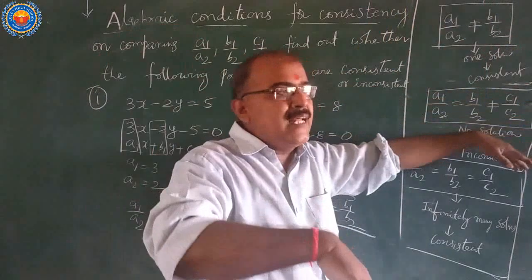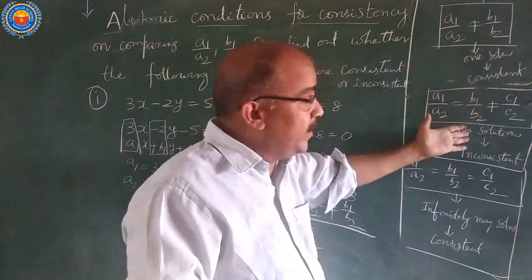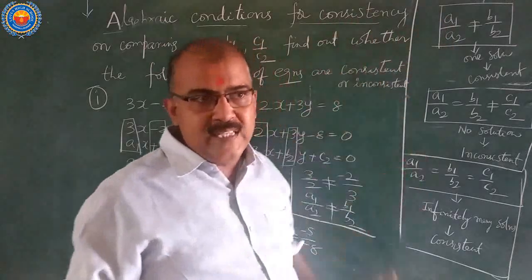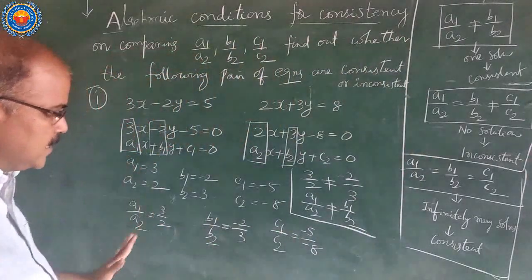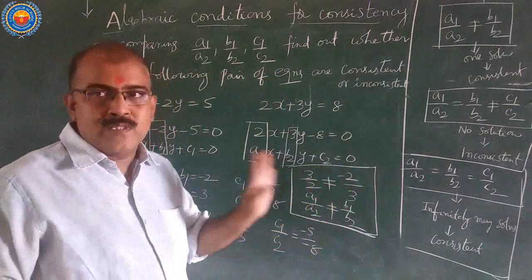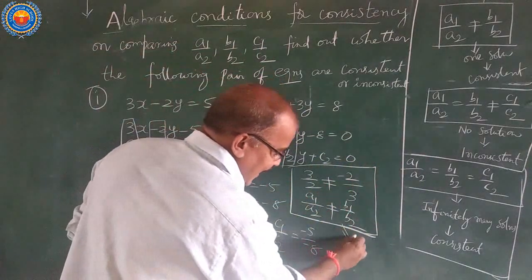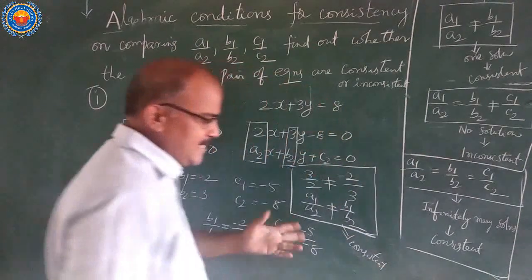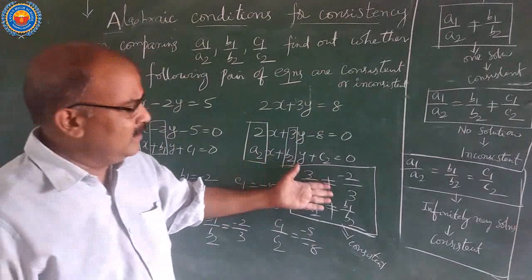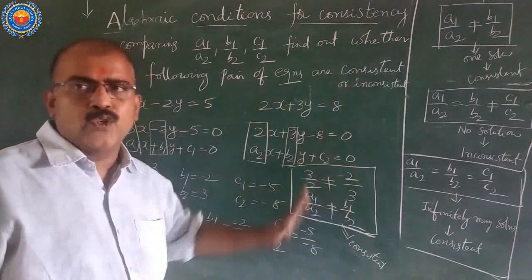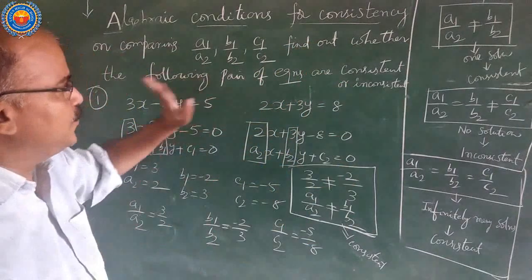In other questions, they may ask about the solution: one solution, infinitely many solutions, or no solution, and we can say that also. In this particular question, I got the condition A1/A2 is not equal to B1/B2, so I can say consistent. If you want, A1/A2 not equal to B1/B2 is nothing but one solution, and you can write that too, but in this situation it is not required.